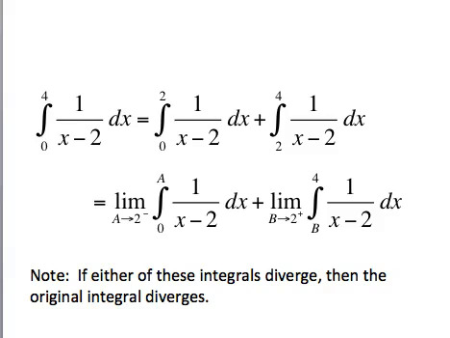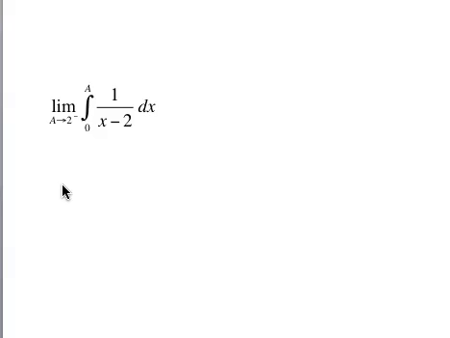Now here's the thing. I have two integrals. I don't have to do them both. If one of them diverges, then this original integral diverges. So I'm going to focus on one of them at a time, and as soon as I find one of these integrals diverges, then I can say the original diverges too. So I'm looking at this one. The limit as a goes to 2 from the left of the integral from 0 to a of 1 over x minus 2.